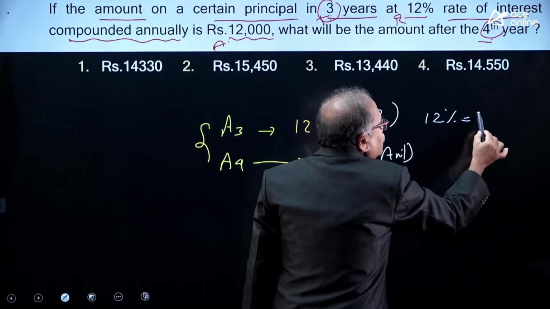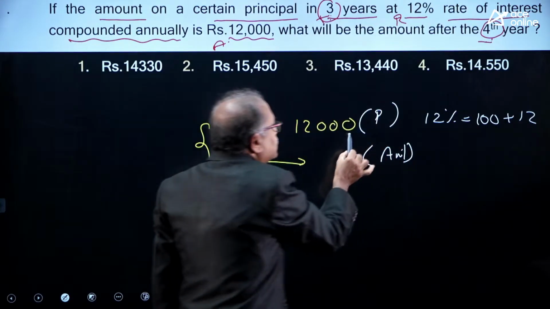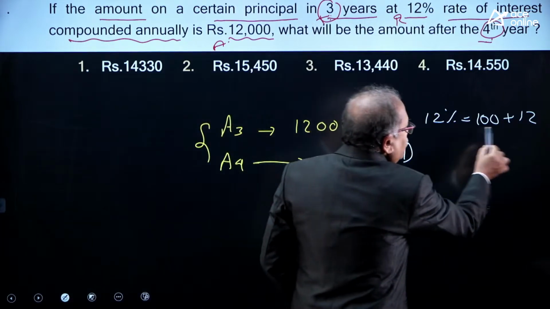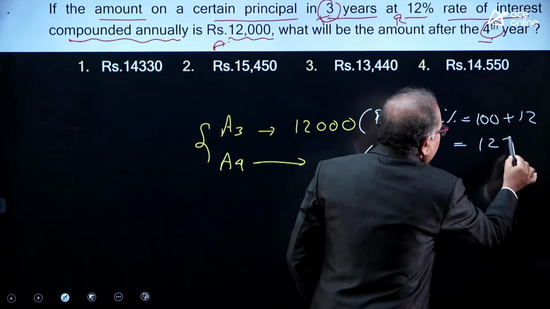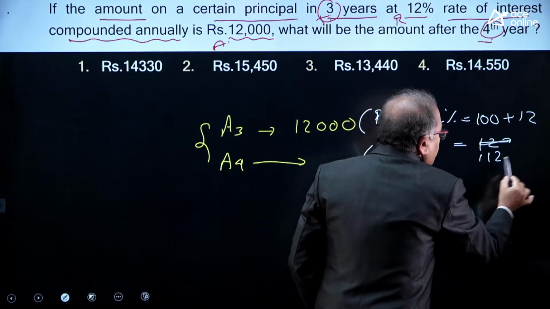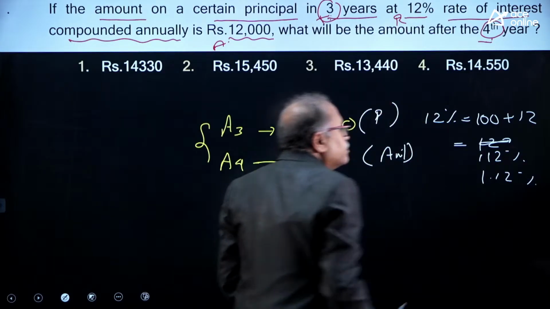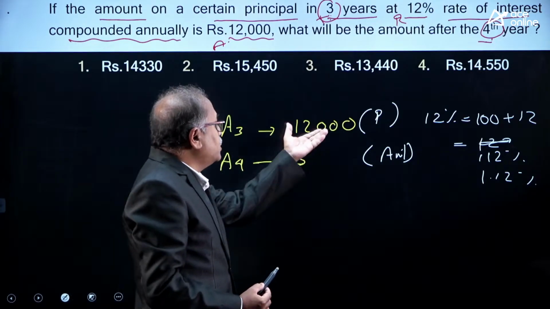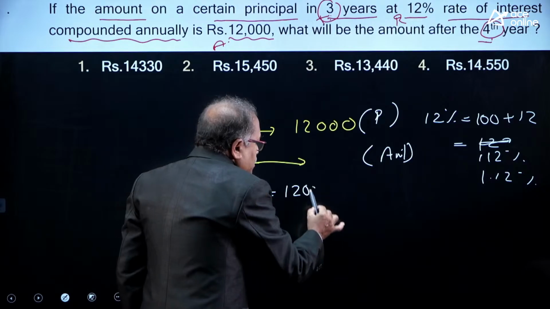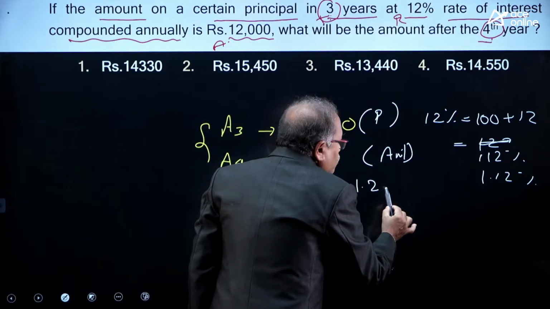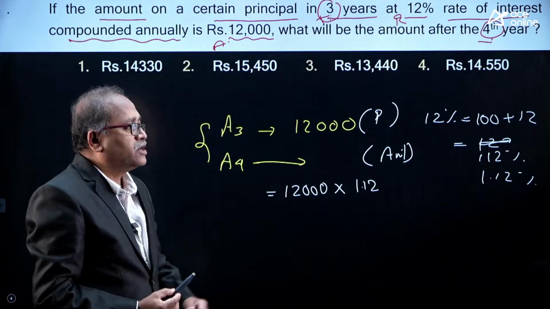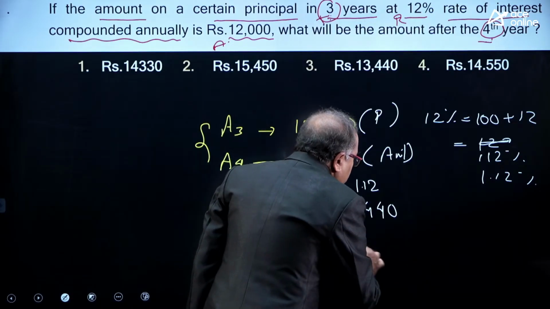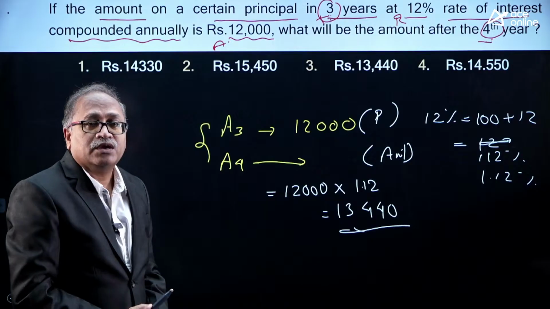What will be the amount? The amount will be 100 principal plus 12. I am considering this as principal. You know this approach is very common in compound interest. So, what will be my requirement? My requirement will be 112%, and 112% is nothing but 1.12. Can I find 1.12 part of this? Let us quickly do it. That is 12,000 into 1.12. The rest is only a multiplication. When you multiply this, you get 13,440. That is the amount at the end of 4 years.